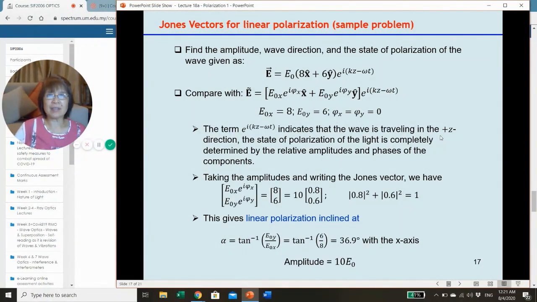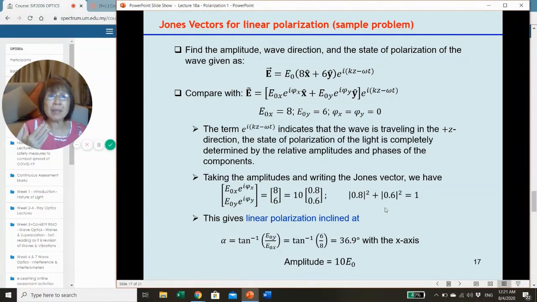What about the state of polarization then? Then we look into the Jones vector. For the elements in the Jones vector, we can just represent what's in this bracket now. So that's 8, 6. Now, if you were to factor it to get the normalized form, you can divide by 10, which gives 0.8 and 0.6. If you square this and square this, it is actually equal to 1. So this would be the normalized form.